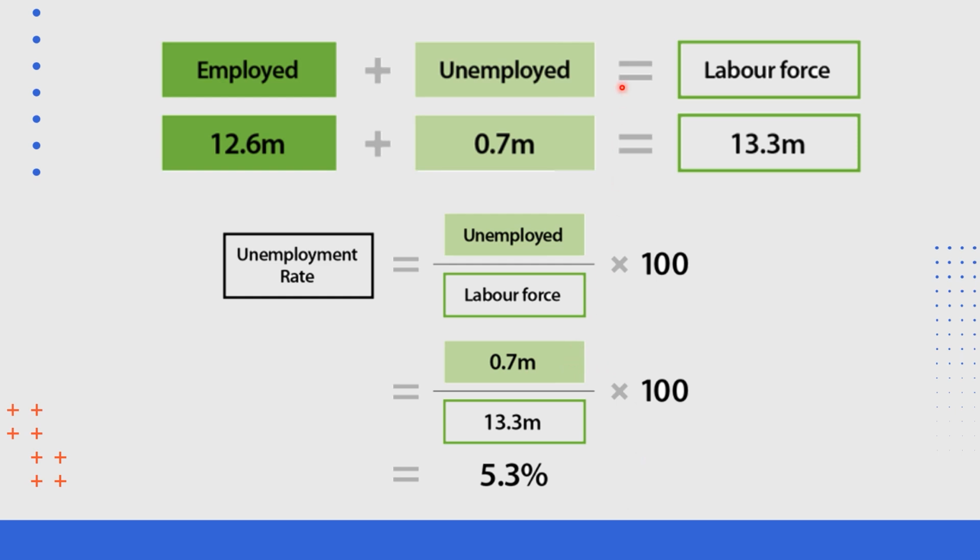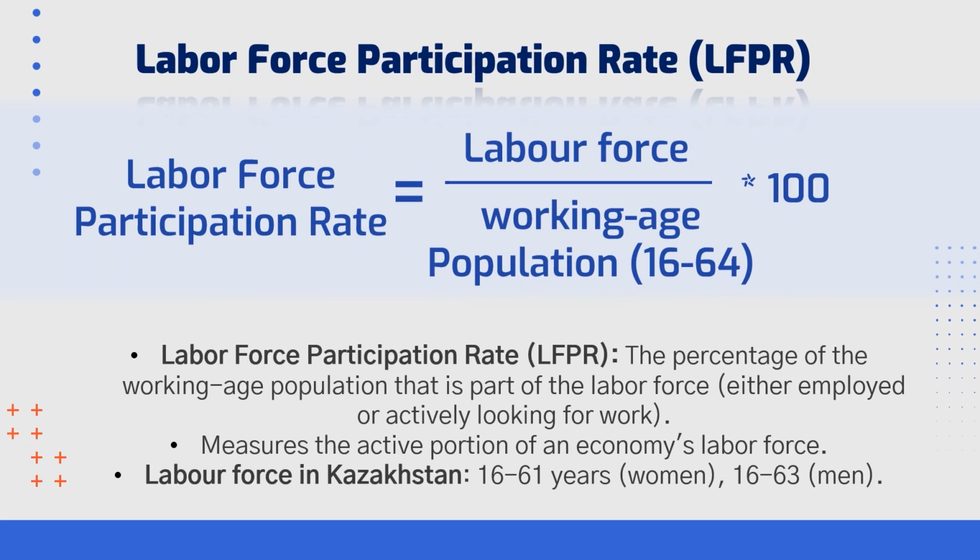Now let's introduce another key labor market indicator, the labor force participation rate, LFPR. The labor force participation rate measures the proportion of the working age population that is actively engaged in the labor market, either by working or by actively seeking work. It helps us understand how many people are participating in the economy and contributing to production.